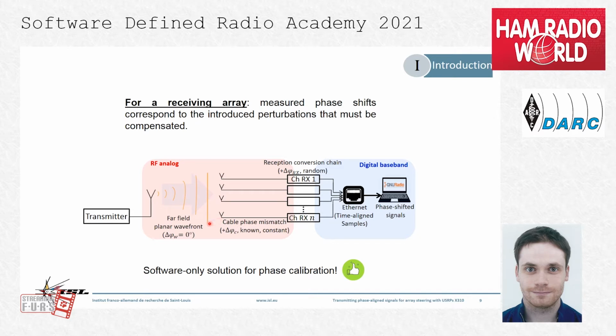In this case, no phase shift is induced by the transmitter position, so the phase shifts that are observed between the digitized signals correspond then only to the phase shifts that we are trying to suppress. So we can simply measure them and compensate for them in software. This way, we could code a software-only phase calibration algorithm that enabled the commercial USRPs to properly steer antenna arrays after this calibration was performed.